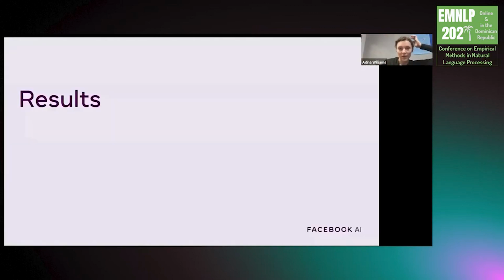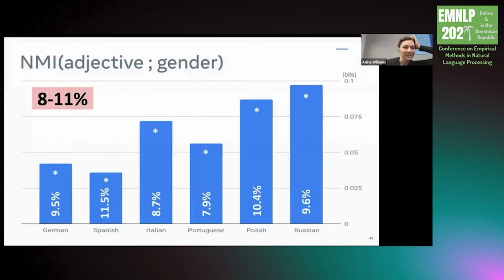Okay, all right, so results. I already gave away the punchline. There's a relationship, and it holds across all of the languages we surveyed. There are slightly different amounts of entropy reduction depending on the language, but it's around 8 to 11% across the board. So there is a measurable and statistically significant relationship between gender on nouns and the adjectives that modify those nouns.